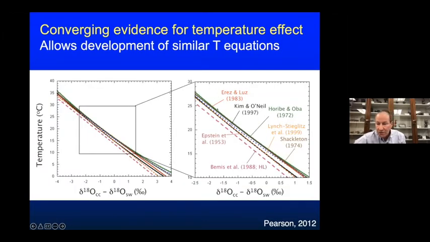So all of these studies, whether they are from inorganic precipitation, from the culture of living organisms in controlled laboratory situations, or observations in the modern ocean, all of these slopes are very similar, and that allows the construction of robust equations for what the temperature is given a certain delta O18.